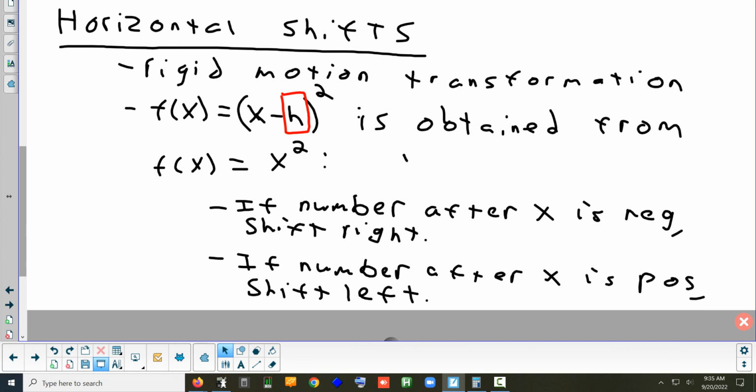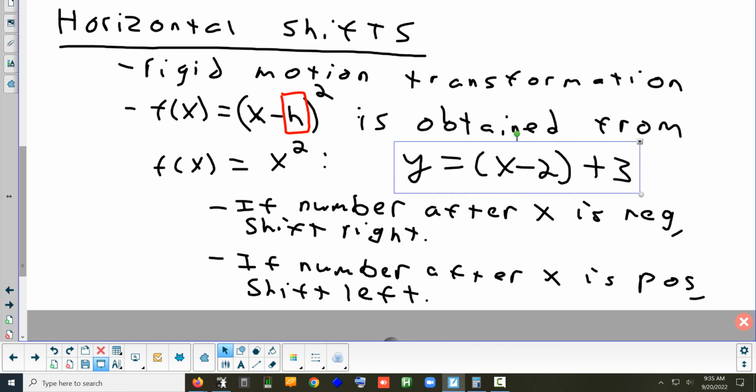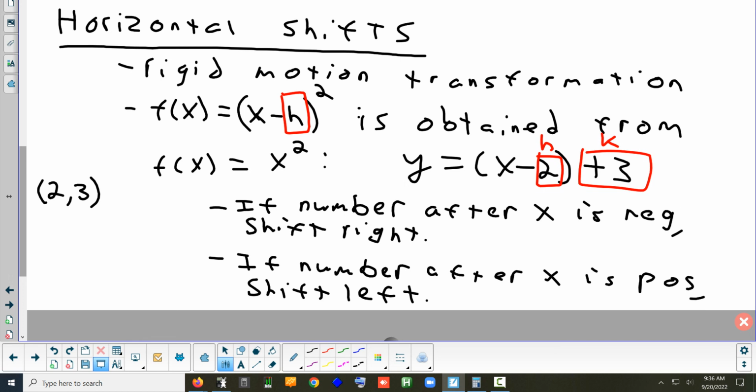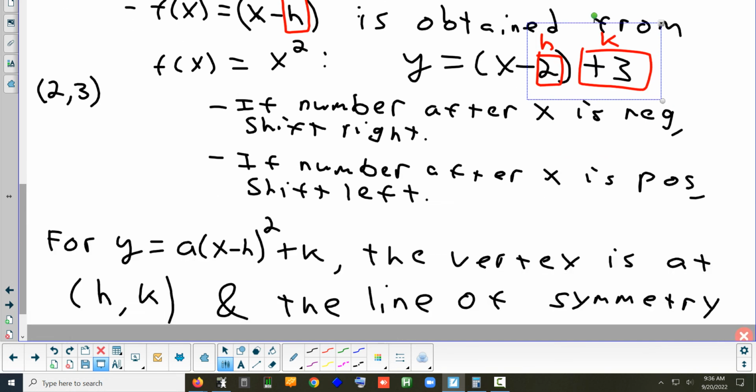So if you had something like this, and I said to you, where is the vertex going to be after you shift it right 2 and up 3? Well, it starts at the origin, and if it goes right 2 and up 3, the new vertex would be 2, 3. It's this number, comma, that number. That was h. That was k. And I was very careful about how I identified h to you. I did not include the minus with it. I just said 2, 3, because I know it's going to go right 2 and up 3. So h is just the number after the minus sign.